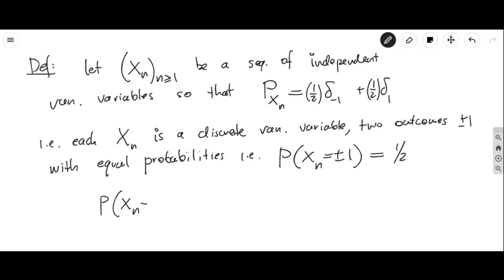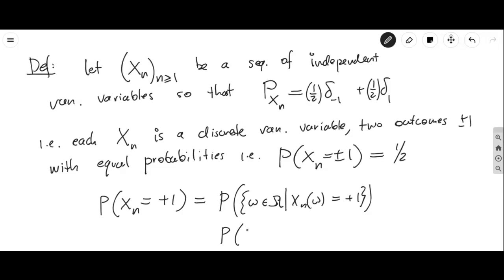Also, if you're wondering what this means, it's the probability that Xn is equal to, let's say, plus 1. It's the same idea for the other number. That's just another way of saying this is the probability of the event. So this is going to be the collection of sample points in the sample space such that Xn of omega is equal to plus 1. That's really what we're saying. Or if you prefer, this is the pullback of the singleton set {1}. It's just tedious to write this out.